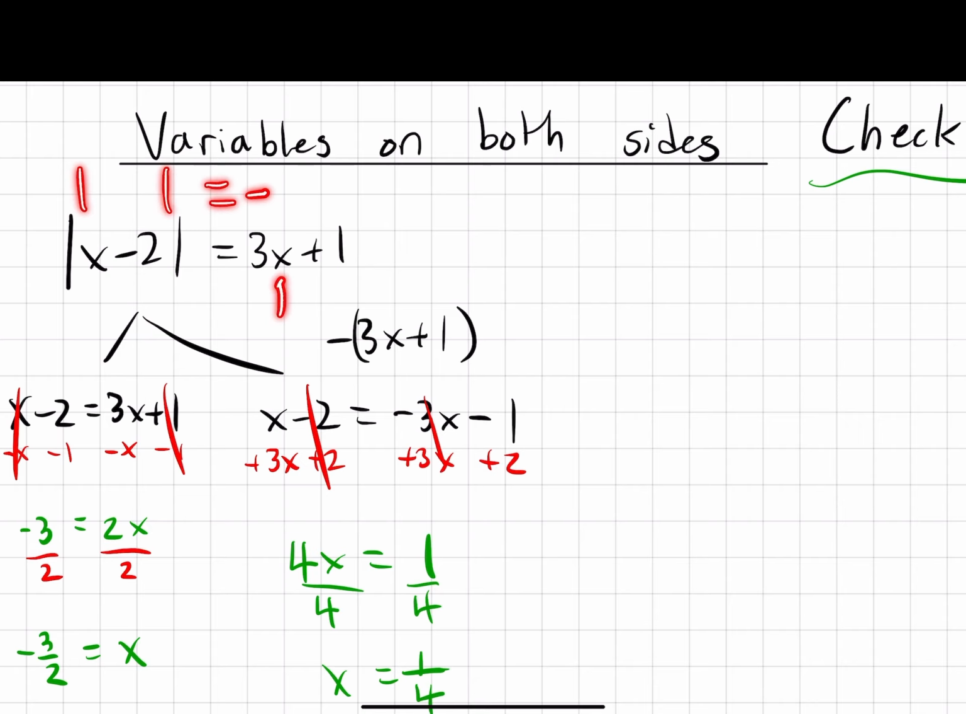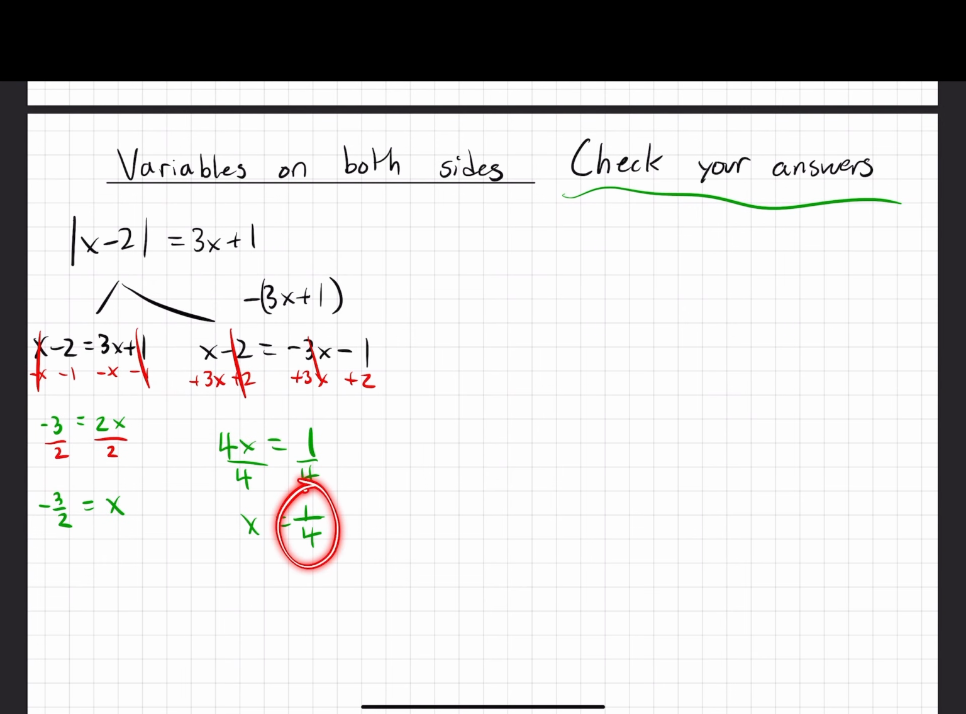So let's see, what makes this side of the equation negative? If I plug in 1/4, that's a positive number. 3 times 1/4 is 3/4. That's just a positive number plus a positive number. This one's A-okay. So check, that one hasn't broken anything.